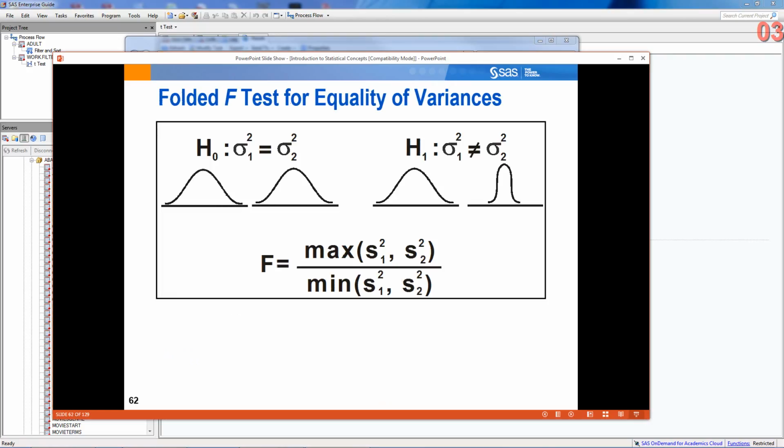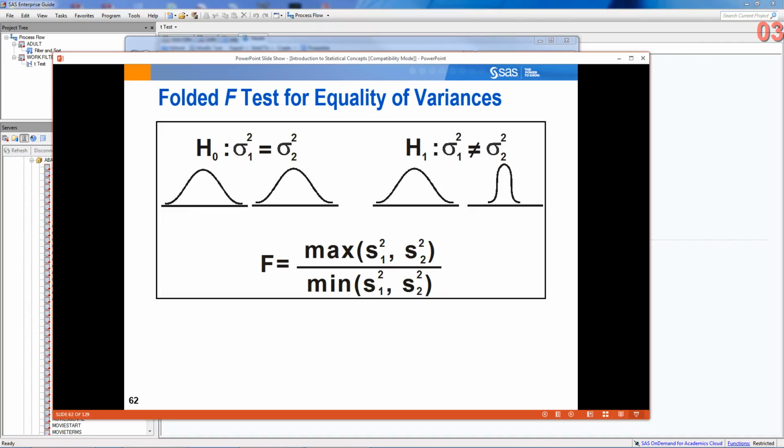Now, one of the assumptions is that we have equality of variance, and variance, as you remember, is represented by sigma squared. So sigma squared of the first population is the same as sigma squared of the second population. That is our null hypothesis, and the alternative hypothesis is that the variances are not equal. So we want to verify this.